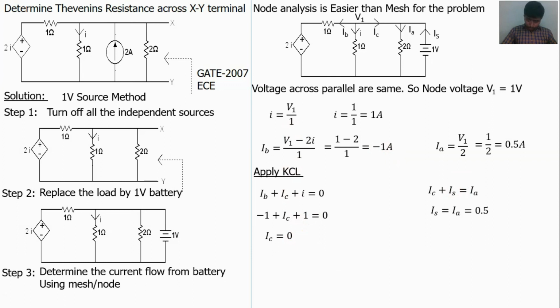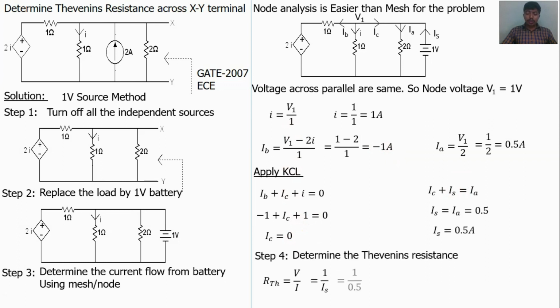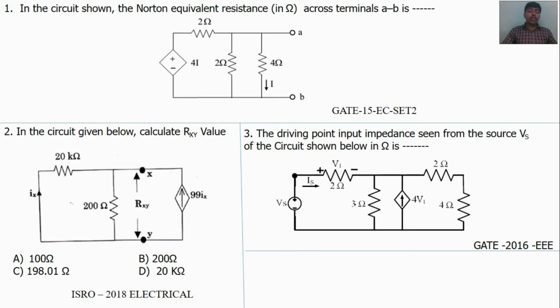Okay. The final step, Thevenin's resistance RTH is equal to V by I, V is equal to 1 volt, I is equal to IS. So we will get 1 by 0.5 is equal to 2 ohms. That is the answer. Okay. Next, do it yourself.